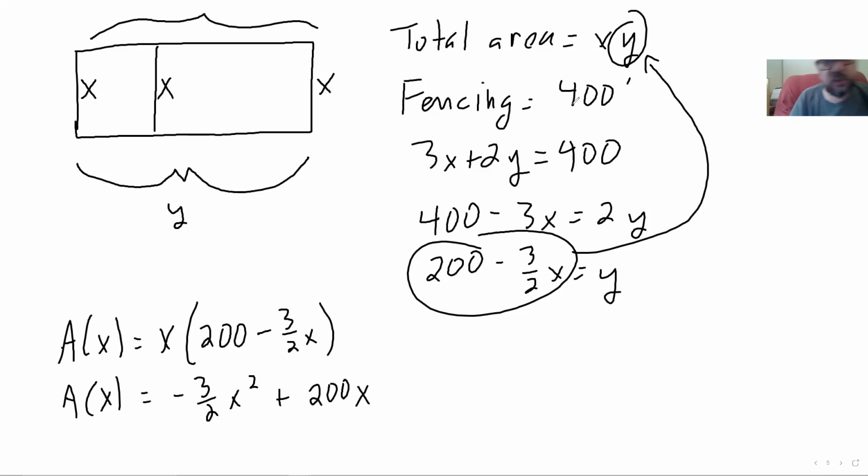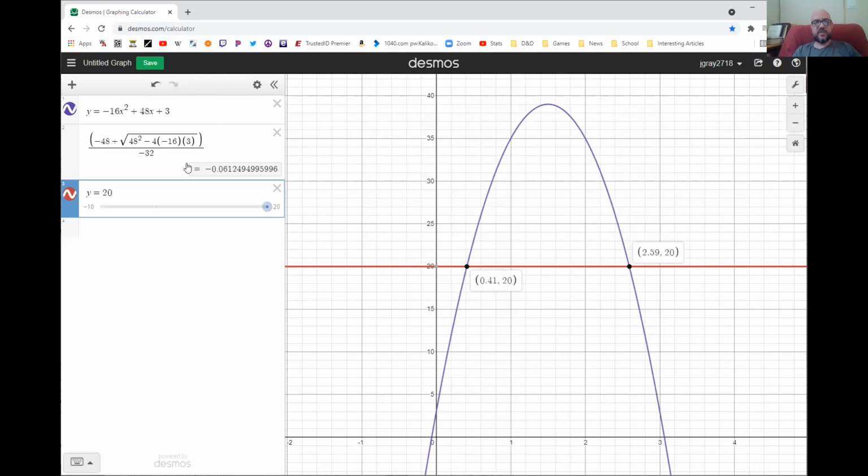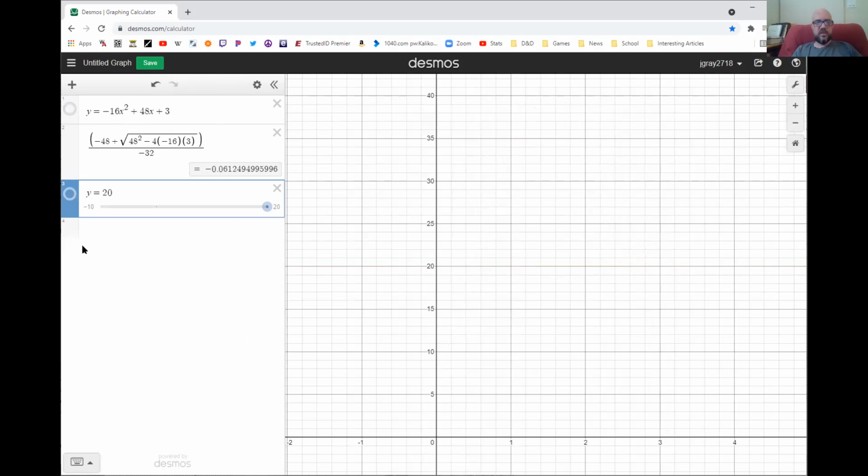You might notice that that's a parabola. And I am looking for the maximum area. So the maximum area is going to be at the vertex. And in general, when you are looking for the maximum or the minimum of something on a parabola, it's probably the vertex. Vertex is the most important point on a parabola. So we had, what was it? A of x equals minus 3/2 x squared plus 200x. That's what it was.